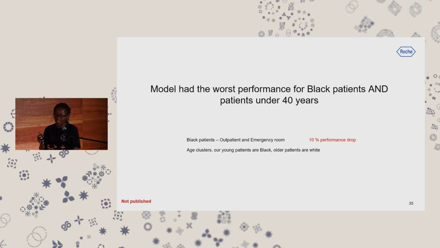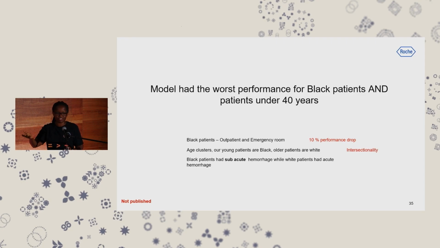Then the age cluster, so we started to look at characteristics. Our young patients are Black and our older patients are white. That makes sense why it wasn't working well for under 40s, and reminds us about intersectionality. The Black patients had subacute hemorrhage, while white patients had acute hemorrhage. What does this mean? The white patients tended to be older, they're having surgery, so they have fresh blood.